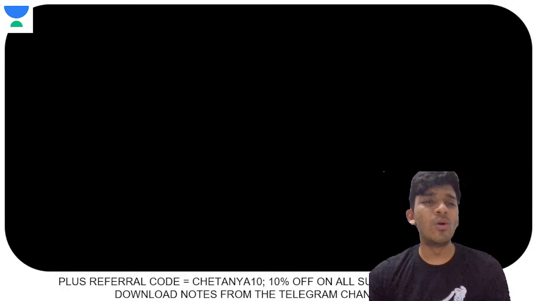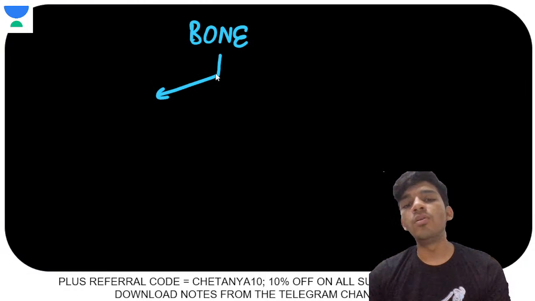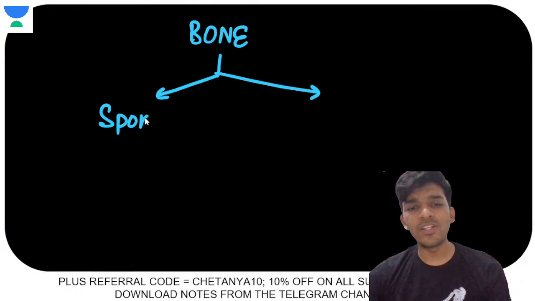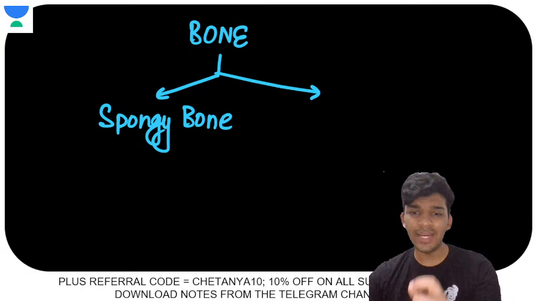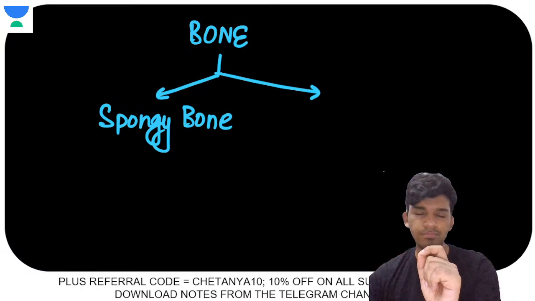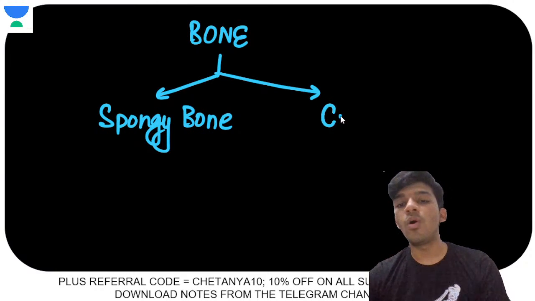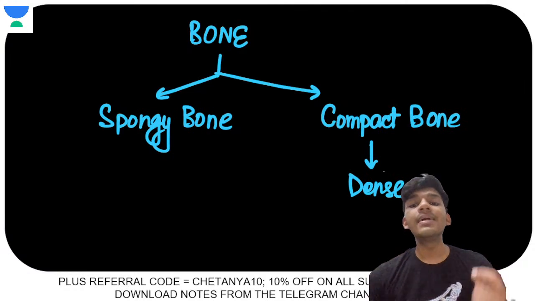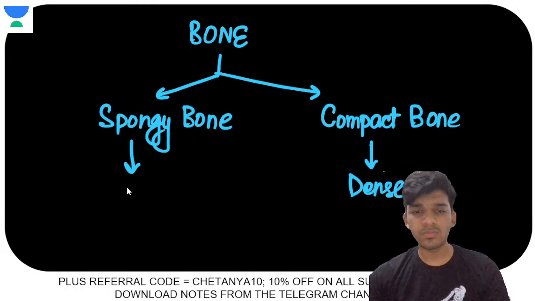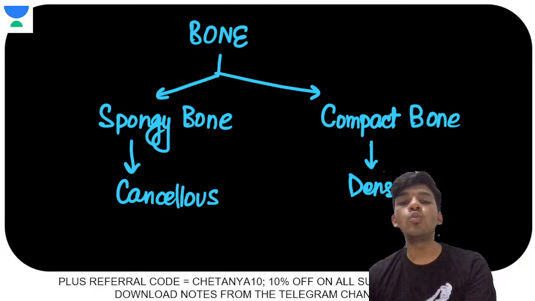So it is a combination of multiple tissues. Now, when you talk about bone tissue in particular, it is of two types, right? One is called spongy bone. The other is called compact bone. Compact is also called dense, and spongy is also called cancellous. So you have either compact bone or spongy bone. These are the most commonly used terms. Cancellous, C-A-N-C-E-L-L-O-U-S. Cancellous bone, right?